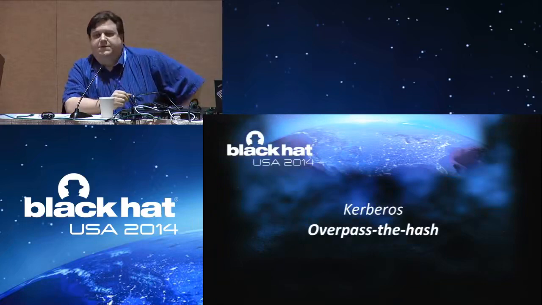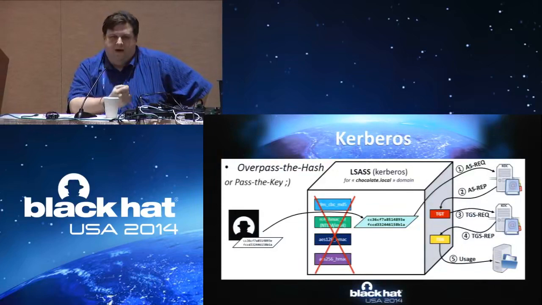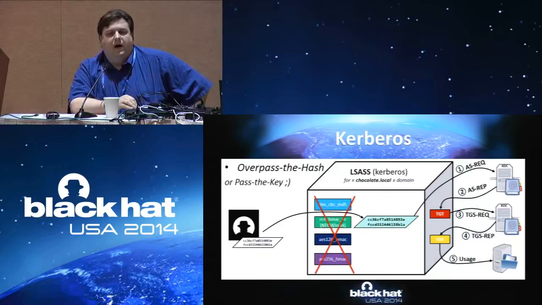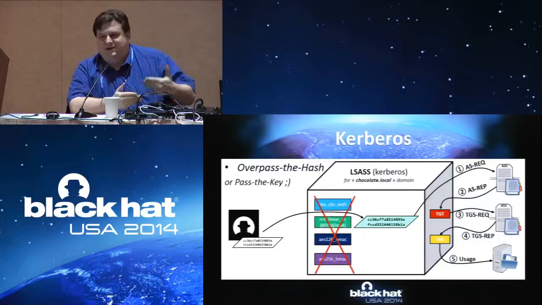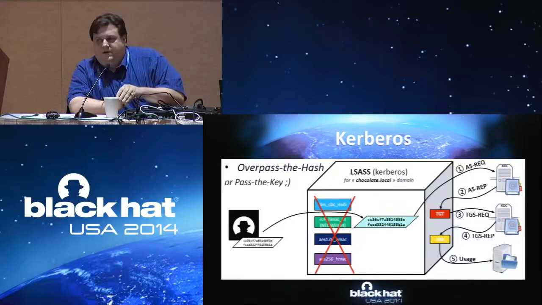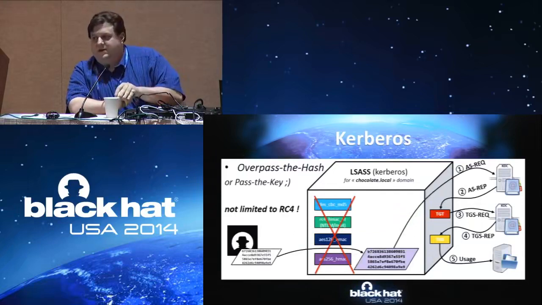I'm going to briefly talk about a new feature that we're introducing called Overpass the Hash. So remember how I said that a timestamp was being encrypted by the user's long-term key, and that's how you demonstrate you have access to the password? Well, if you have the NTLM hash from a user, you can then just simply encrypt a timestamp and send it to the KDC, and you've demonstrated the same thing as if you've typed in the password because you have the key that gets used to encrypt the timestamp. And so you can end up with a full working Kerberos TGT for that user without actually having to know the password. And it also works with the AES keys.